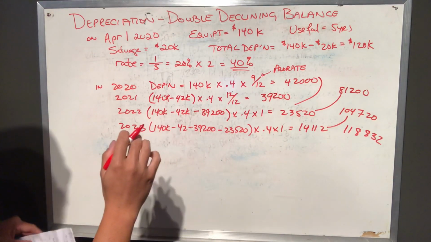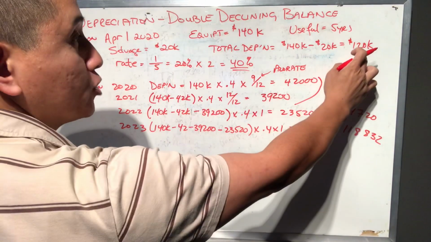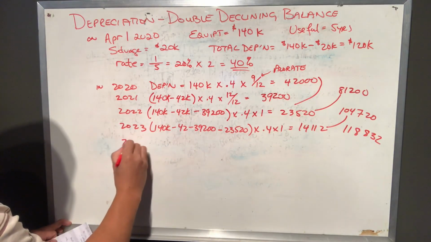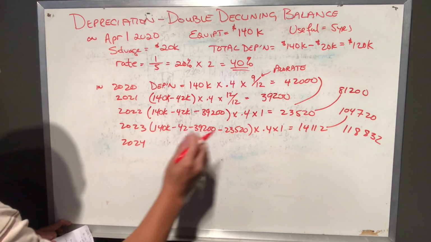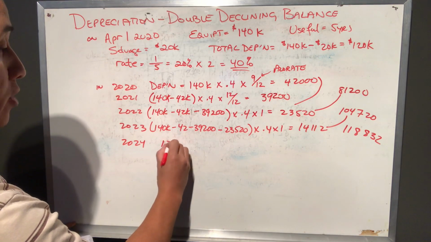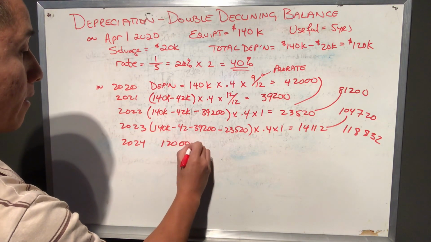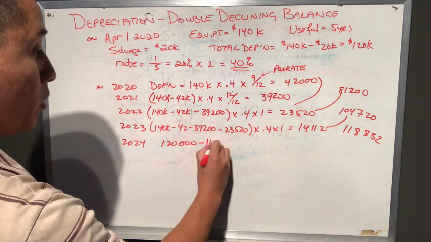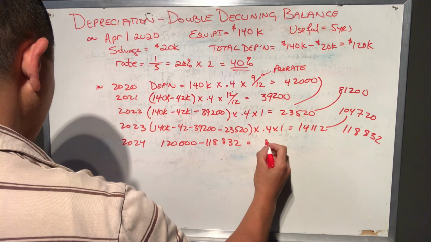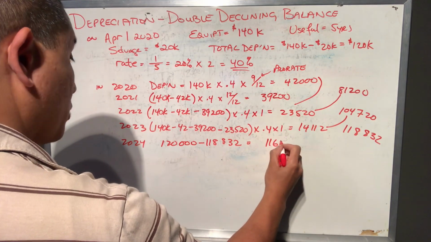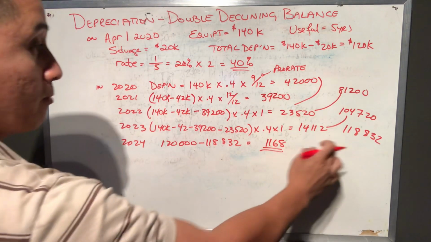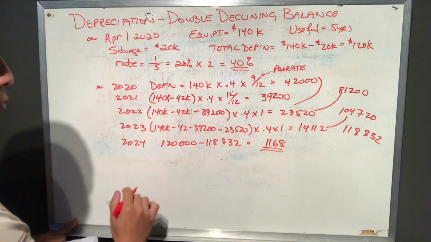Now remember, take into account that we have to reach up to $120,000 of depreciation. Therefore, in 2024, we could easily calculate this to be 120,000 less 118,832, and that would give us $1,168 that we would have to recognize in order to bring us up. This plus this would give us the total of 120.